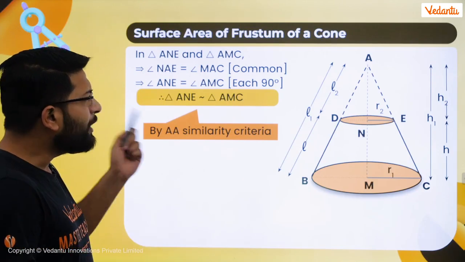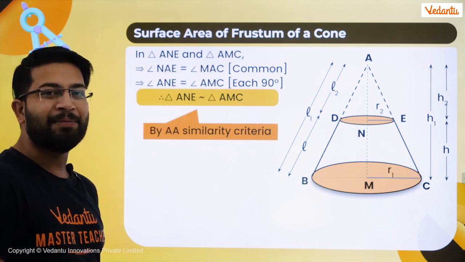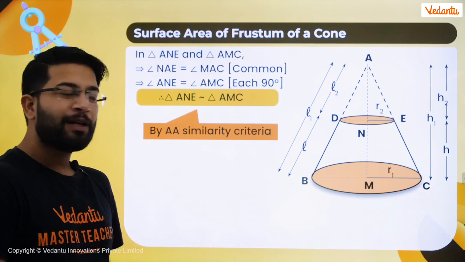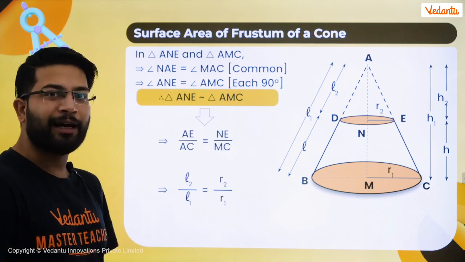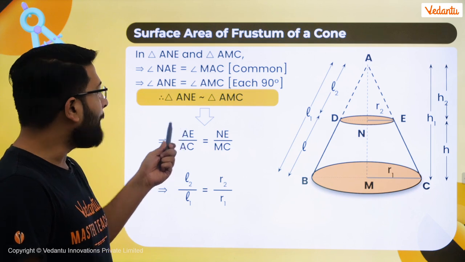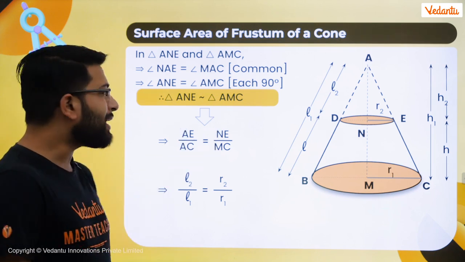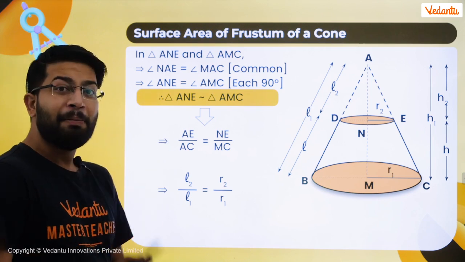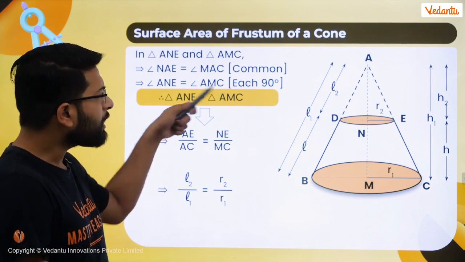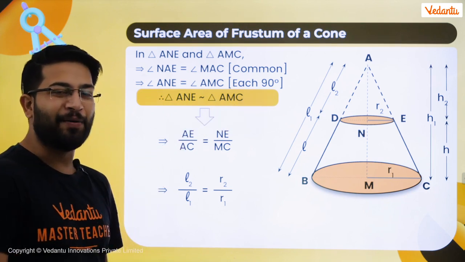So let's see. We know that again the triangles AEN and ACM are similar triangles with the help of the double A criteria. So again the ratio of the corresponding sides will be equal. So we can write AE upon AC equal to NE upon MC. And why are we considering AE and AC? Because we know that in the surface area of the cone, we have to use the slant height. And that is why we are considering the slant height over here.